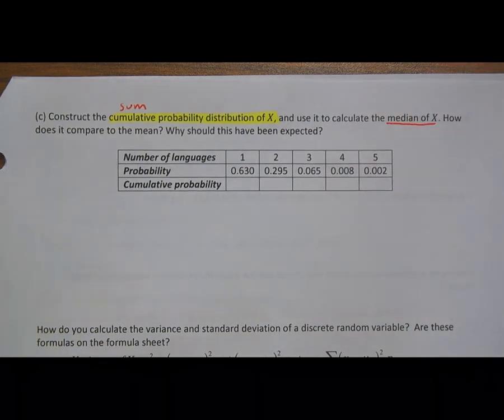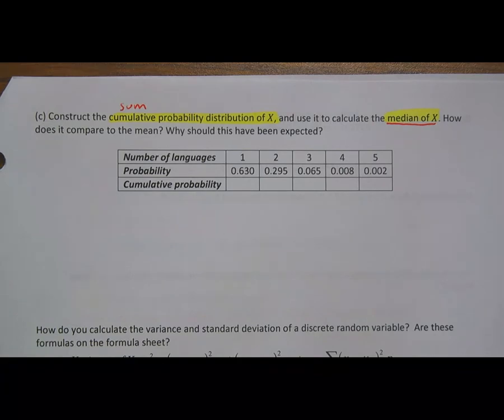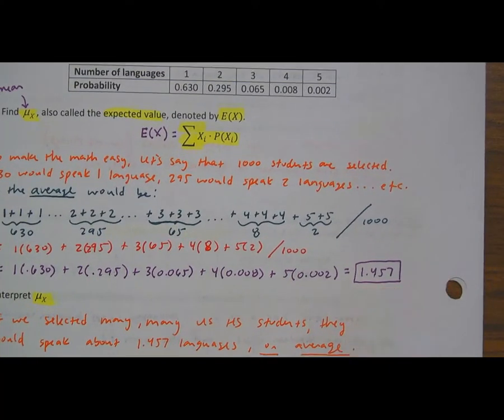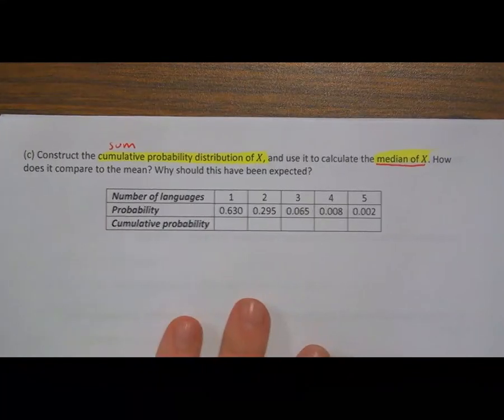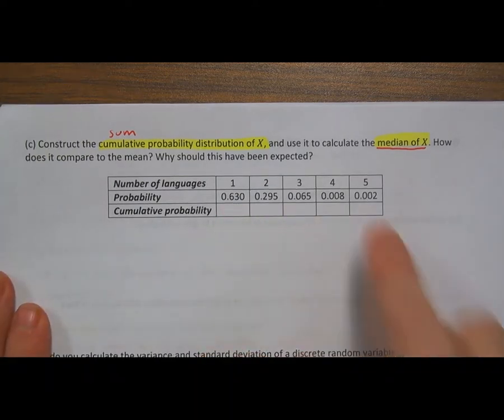We talked about that histogram and how the median is going to be smaller than the mean because it was really skewed right. Well, what we just found on the previous page was the average, 1.457. So we should get a number smaller than that here. How does it compare to the mean, and why should this be expected? Okay, so here we have that number of languages and their probabilities.